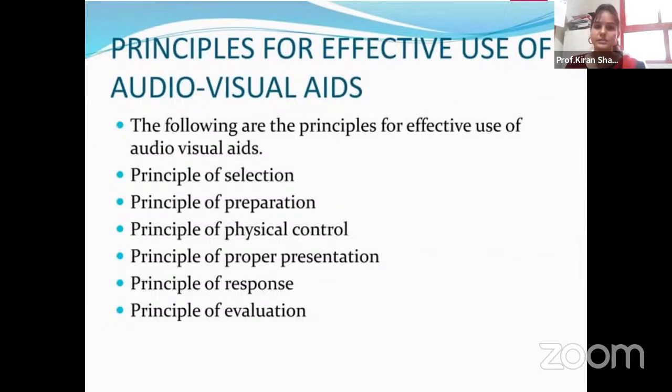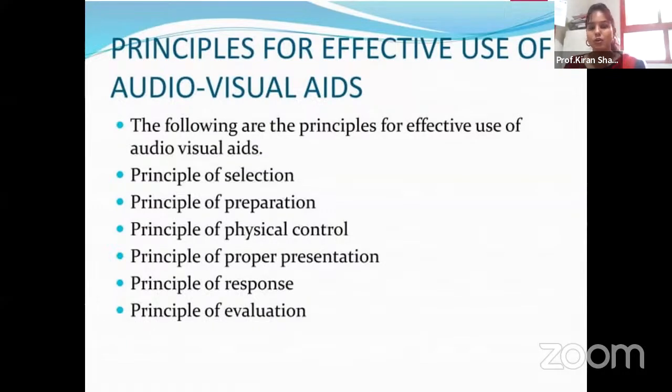Then next, the principle of preparation. Try to prepare the AVAs that come under your budget, and use locally available material to prepare them, and it should be well prepared. You have to see the color combination, the symmetry, the font size, everything, while preparing the AVA.